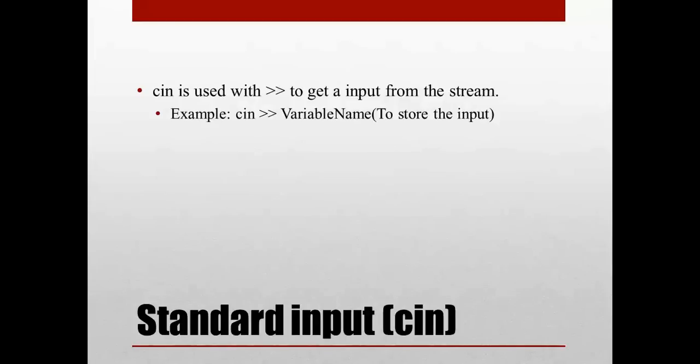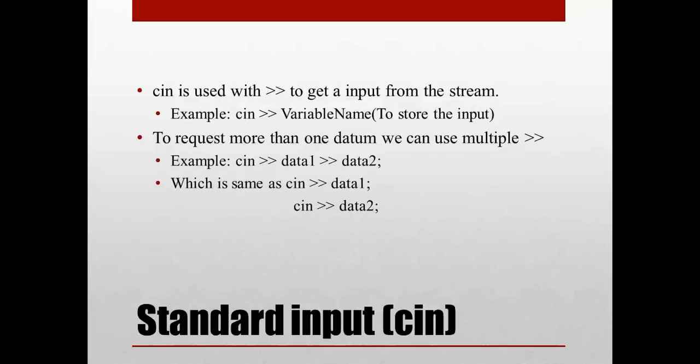For example, in a program you can write cin, the input stream operator, then give a variable name where you want whatever the user inputs to be stored. When it asks the user to input something, it's going to store that into the variable name. And you can also request more than one datum in the same line. To request more than one datum, you can use multiple input stream operators, similarly to what you saw in cout.